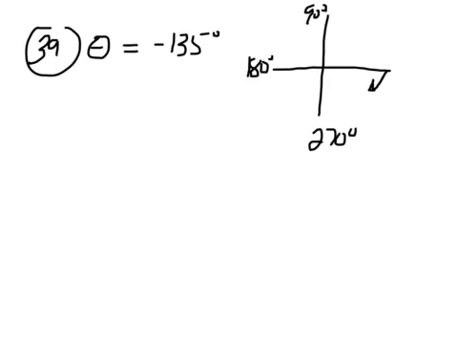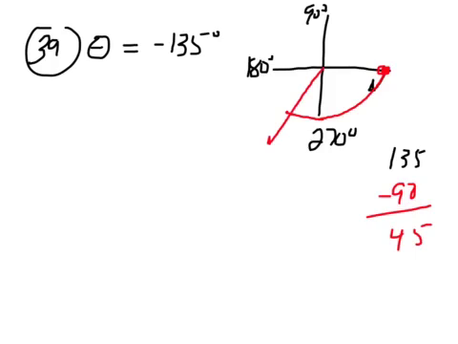Well, I'm going counterclockwise, so let's think about this. 135, it's kind of like I'm starting here. If I go 90 degrees, I'm not there yet, so let's take 90 degrees out. What's this going to be? Oh, there's 45 degrees left I need to go. So this right here would be my 135 degrees.